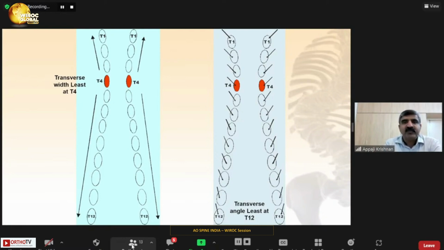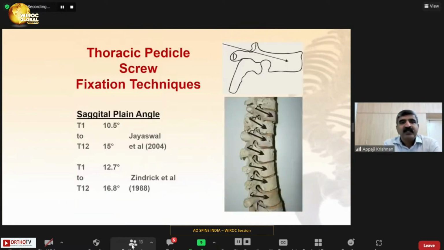As we go up from T4, T3, T2 and T1 are wider and easier to insert, and the angle of insertion is much wider, nearly 25 degrees. There are 2 thoracic pedicle screw fixation techniques. One is the anatomical insertion technique described by Chaudhary et al., and the other is the direct insertion technique described by Lenke et al.